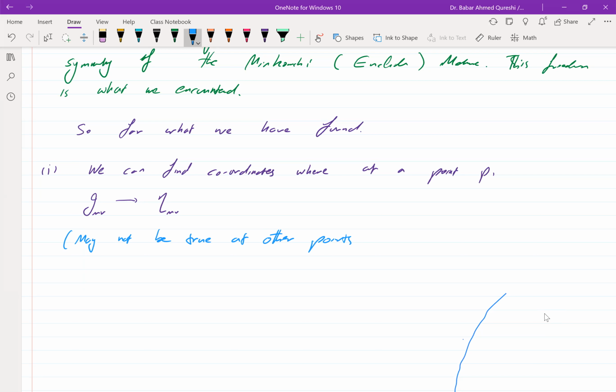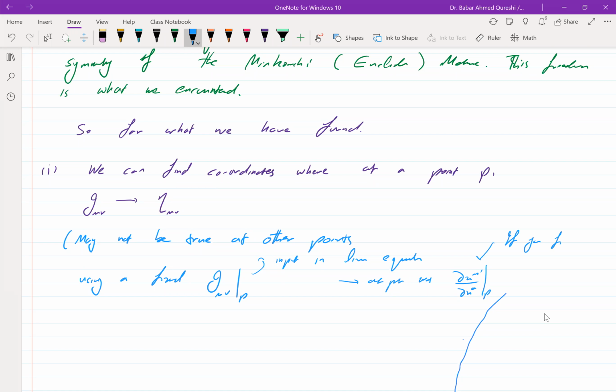Because we solved for the Taylor expansion using a fixed g mu nu at P. These went into the linear equations which I constructed. This was an input in the linear equations, and the output was the Taylor coefficients at that point. But if you fix them now, then at other points g mu nu at Q would be different in my starting coordinate system. So at other points those numbers may not solve my linear equations with these fixed partials which I found.